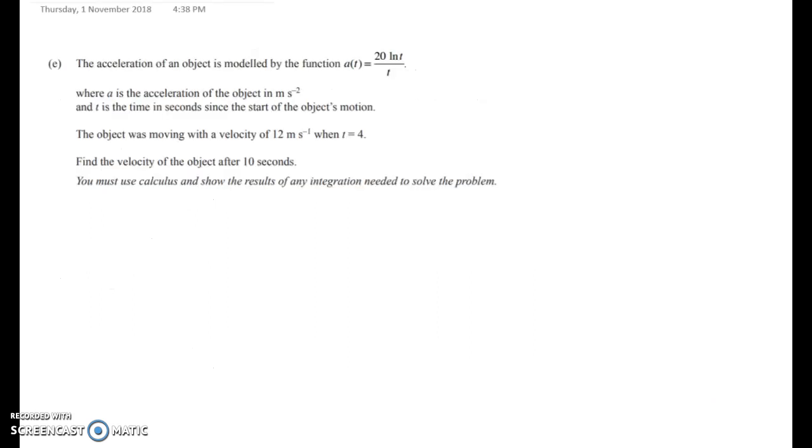So this is a kinematics question and it goes like this. We're given the acceleration of an object by this function, and then we've got the object was moving with a velocity of 12 meters per second when t equals 4, and our job is to find the velocity after 10 seconds.